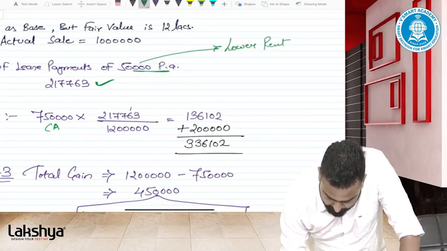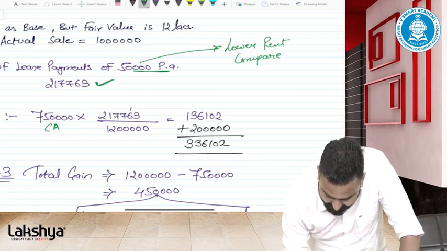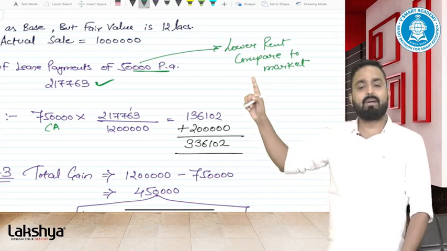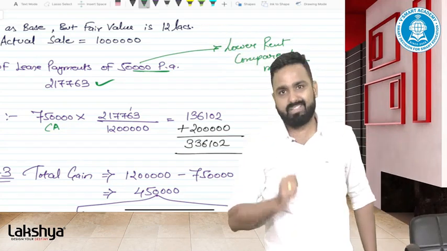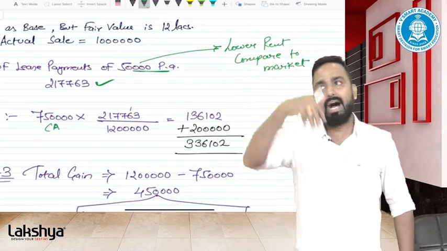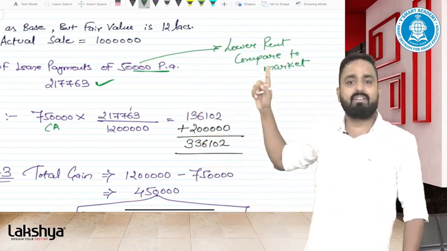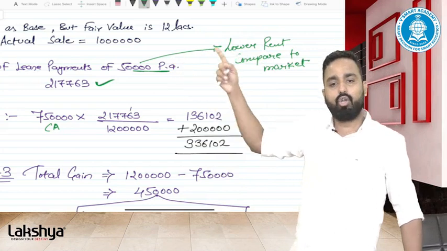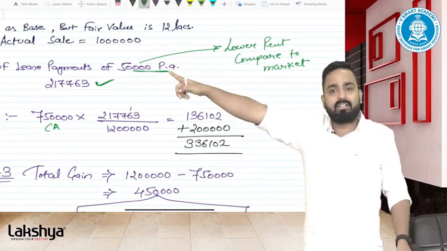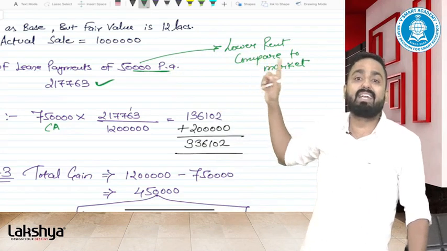Lower rent compared to market. Why lower rent compared to market? Because I sold my higher value asset to him. I gave him a benefit of 2 lakh extra. Now he is giving me the benefit of lower lease rent. Simple. So it is actually not reflecting the market lease rent.